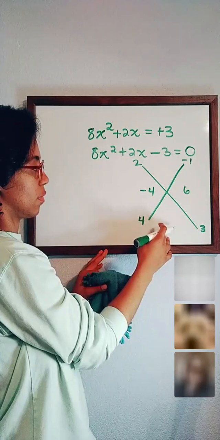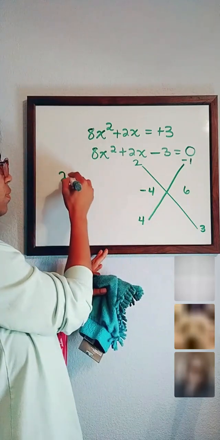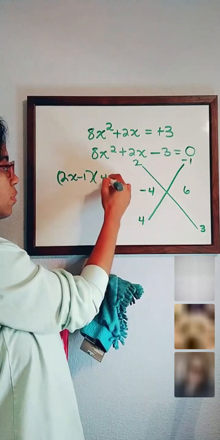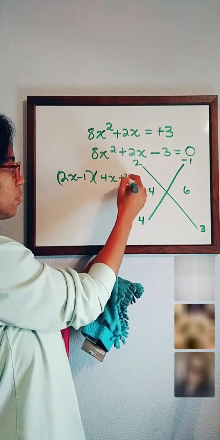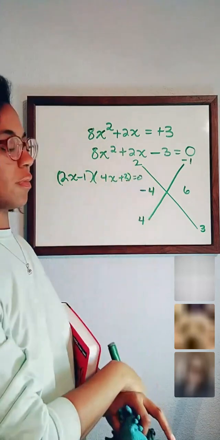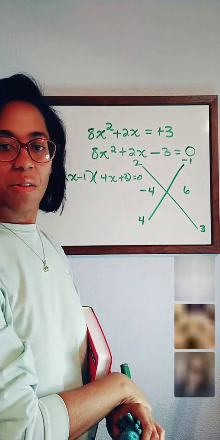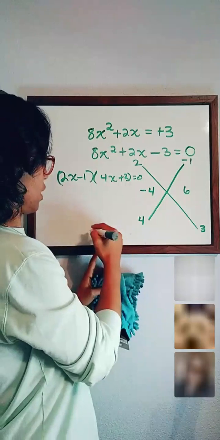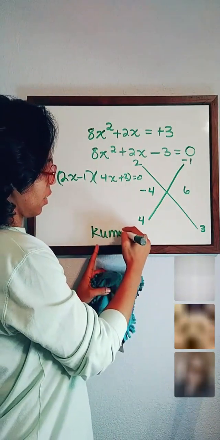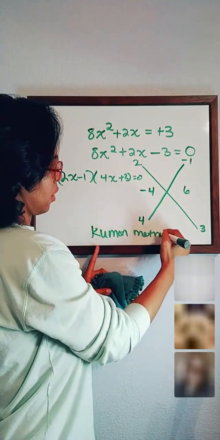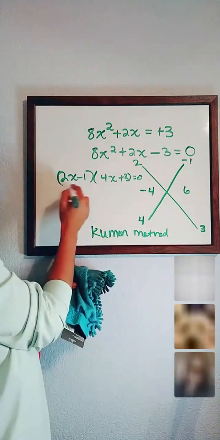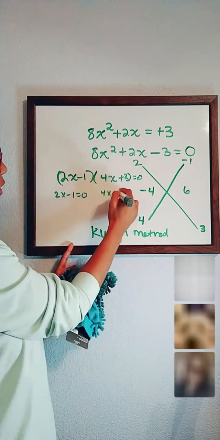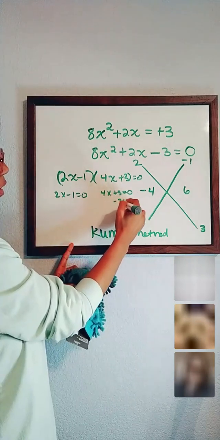2x minus 1 in parentheses multiplied by 4x plus 3 equals 0. So now it's really simple to solve for x. When you get the hang of it, you can start doing these in your head. So now we have 2x minus 1 is 0. That's a really simple equation. So now we know that's going to be 1/2. And then 4x plus 3 is 0. We know that's -3/4.